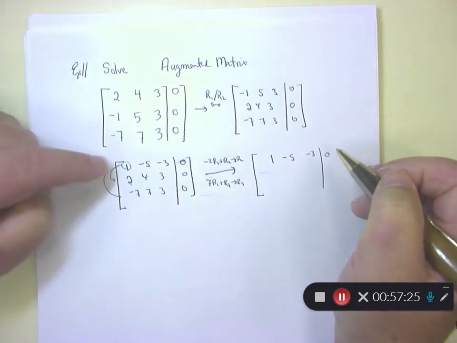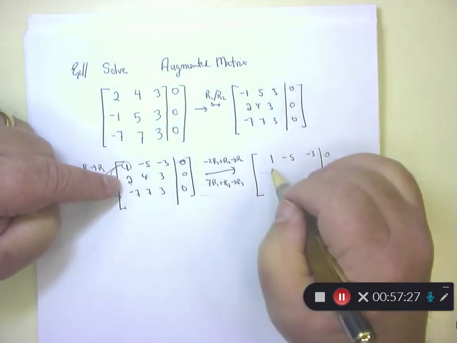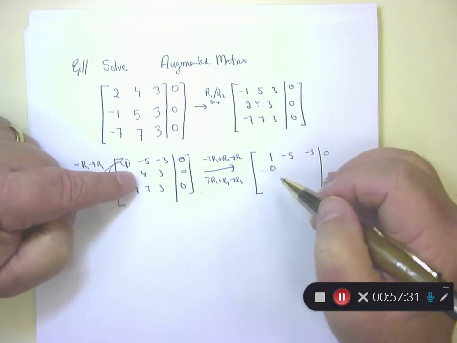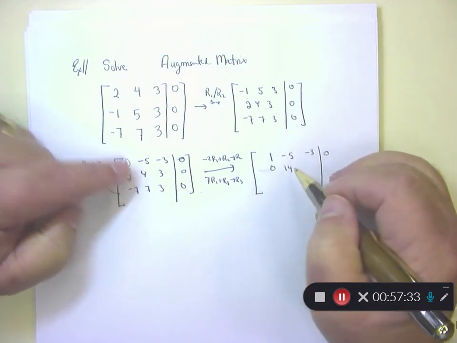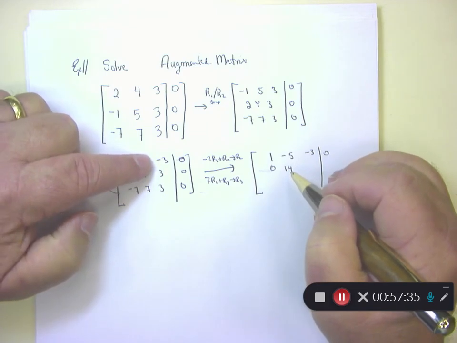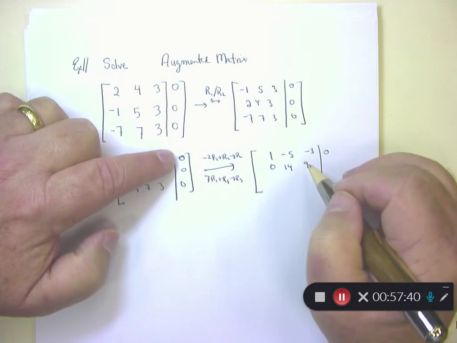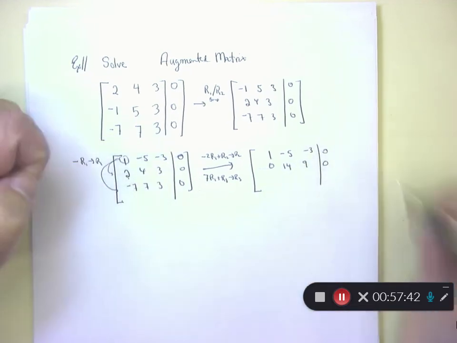And here we go. -2 times 1 is -2 plus 2 is 0. -2 times -5 is 10 plus 4 is what? 14. -2 times -3 is 6 plus 3 is 9. Watch this. -2 times 0 plus 0, that's still going to be 0.